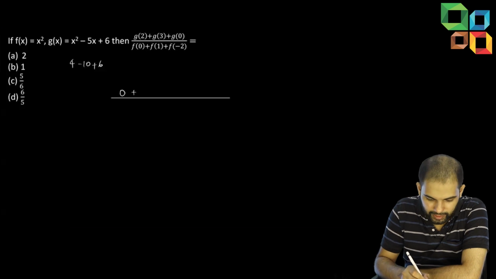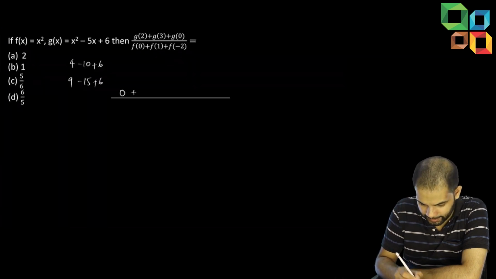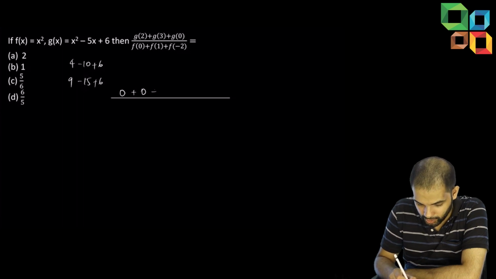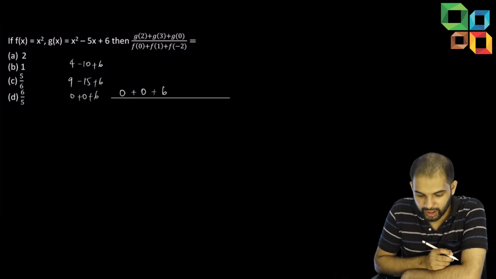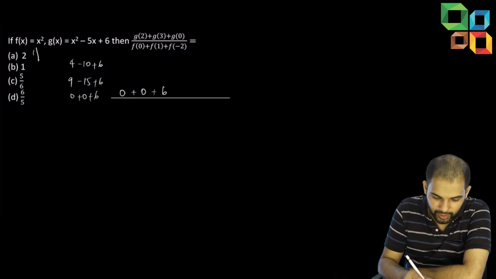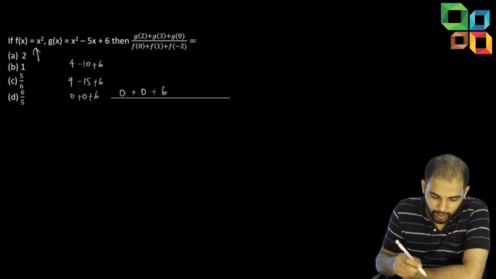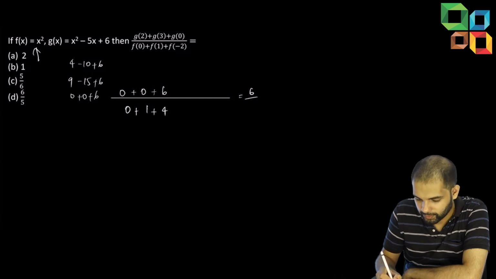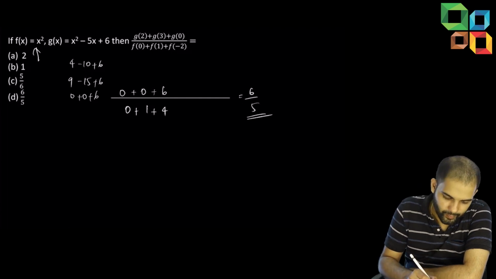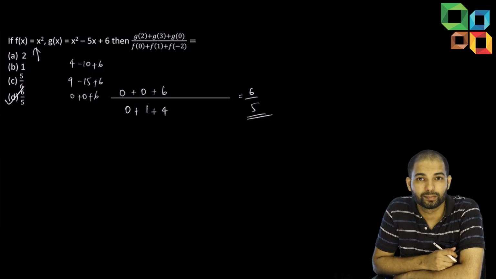G of 3 is again 9 minus 15 plus 6. Again, that's 0. G of 0 is 0 plus 0 plus 6. So the numerator is 6. Denominator, you have to check for this function. It's f of x, right? F of 0 is 0. F of 1 is 1. F of minus 2 is 4. So it's 6 by 5. Simple calculations. Fine.